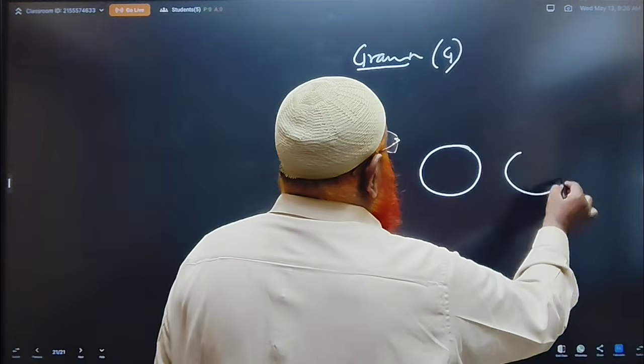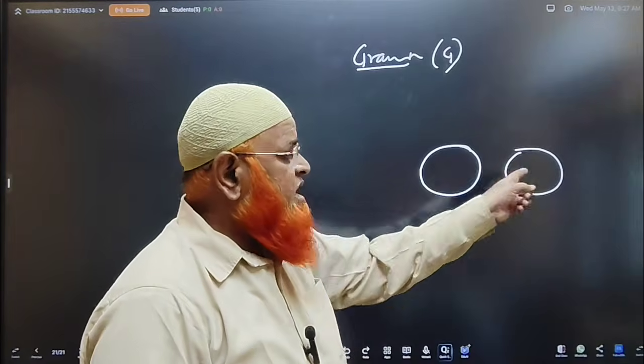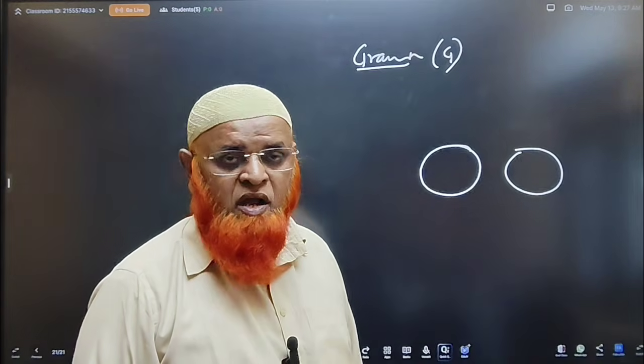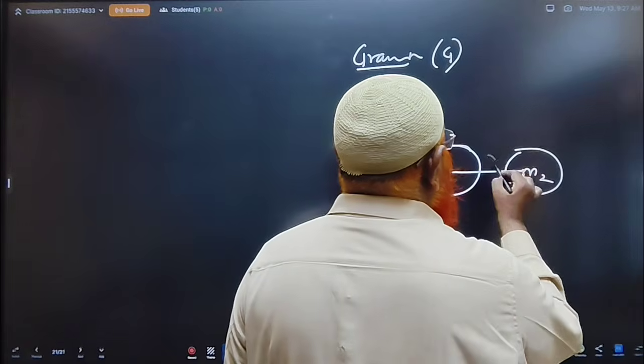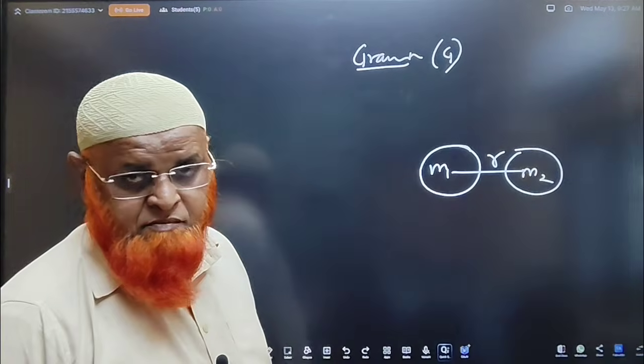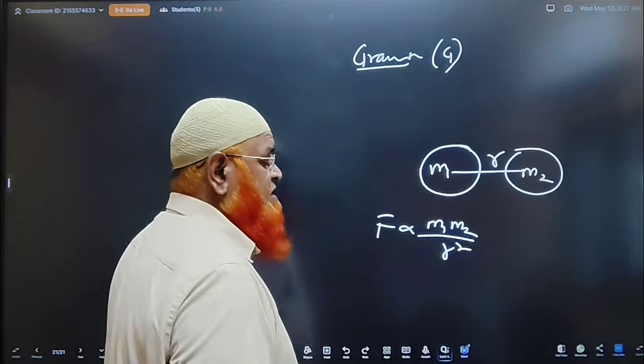For example, in the universe, Newton says every body attracts some other body. This body has mass m1, this body has mass m2, and the gap between them is r. Force is directly proportional to the product of the masses. Force is inversely proportional to the square of the distance between them.